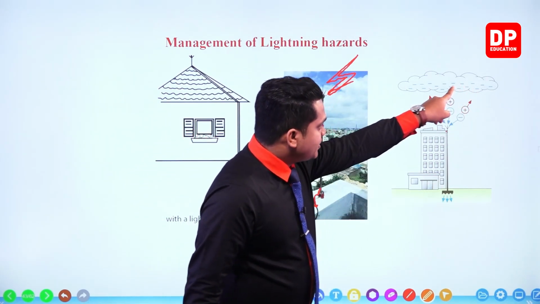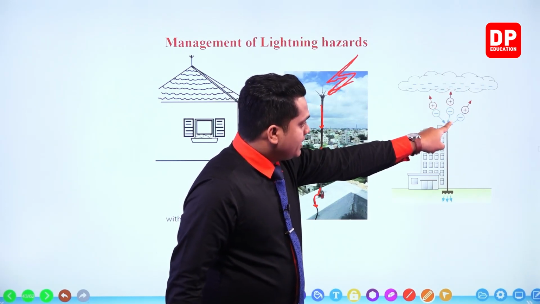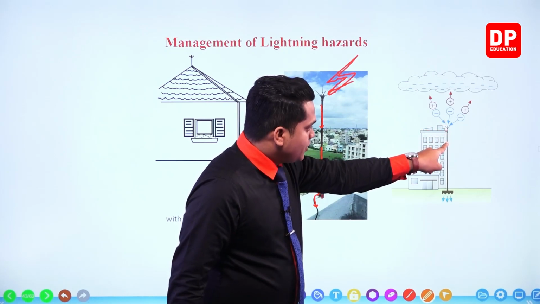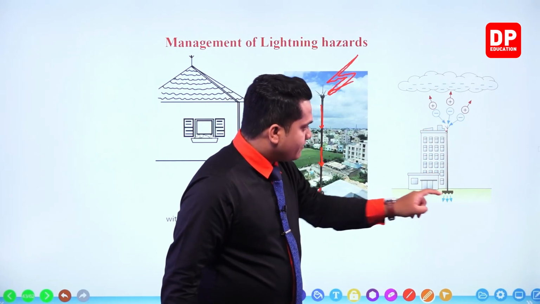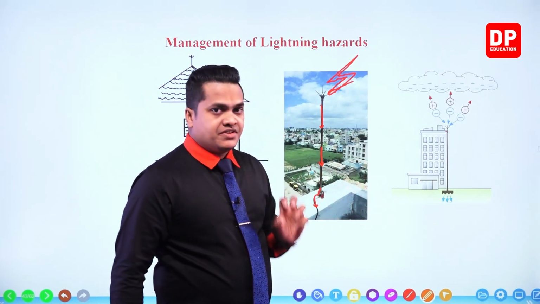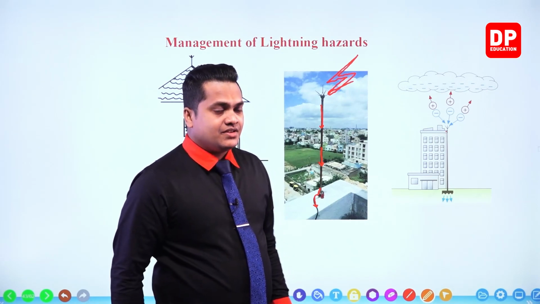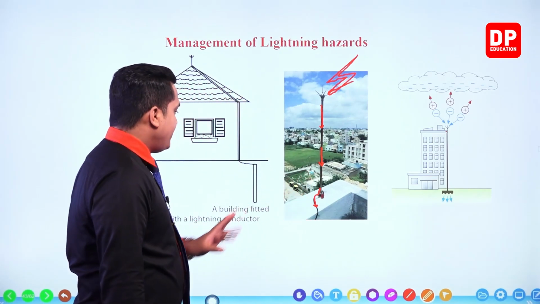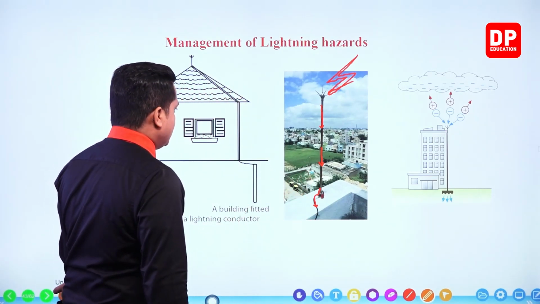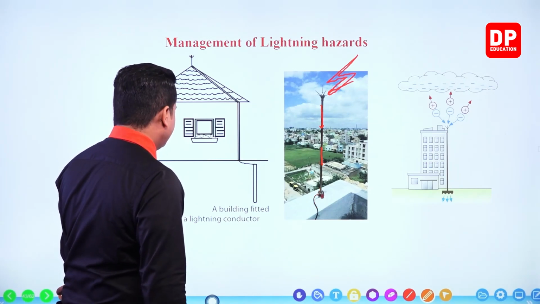So the electrical charges which are coming towards the lightning conductor will travel towards the wire and finally come to the earth. So the building would be saved. Okay, the building will be saved. So this is a real picture. This is a real picture of a lightning conductor.